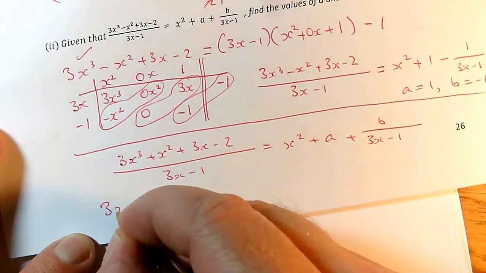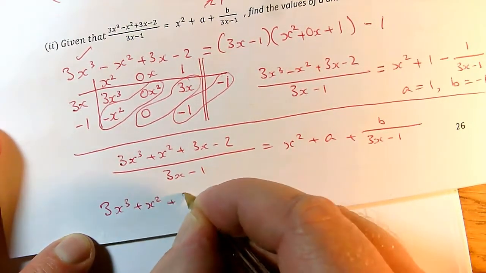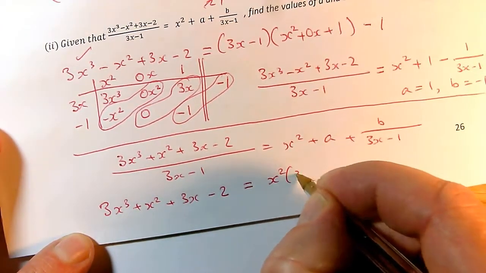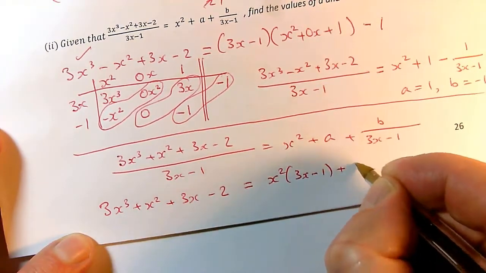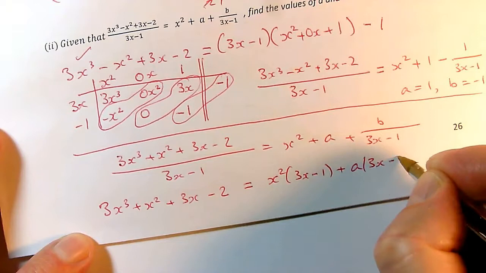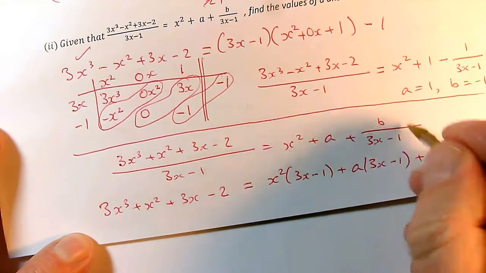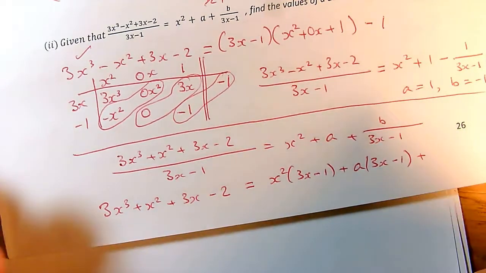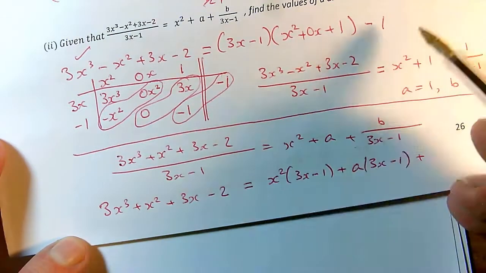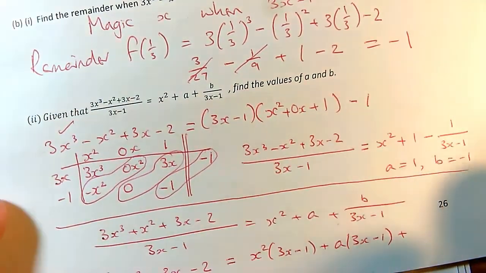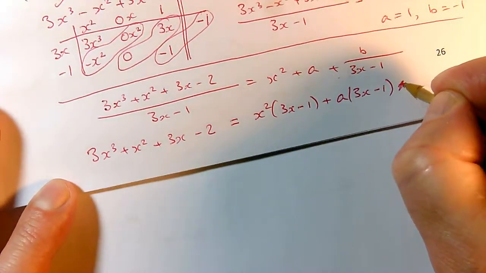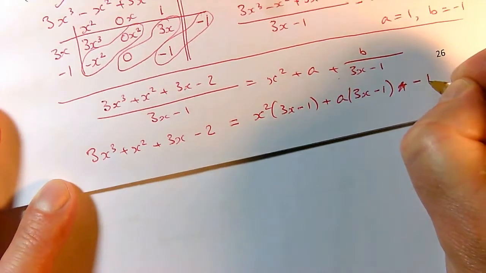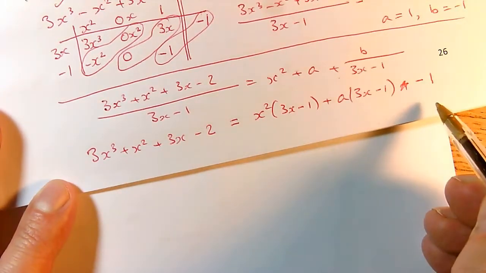If I do that, I'm going to get 3x cubed plus x squared plus 3x minus 2 equals x squared times the 3x minus 1 plus a times the 3x minus 1 plus the b over 3x minus 1 times 3x minus 1 is just b. Oh, and I can use a little bit of intelligence here. This is the remainder term, and I knew from a previous part of the question the remainder is going to be equal to minus 1. So actually I can just say this bit here is minus 1 over 3x minus 1 times 3x minus 1, which is minus 1. So in fact the only thing I've got to find is a.